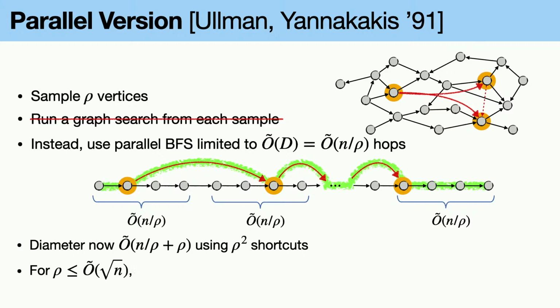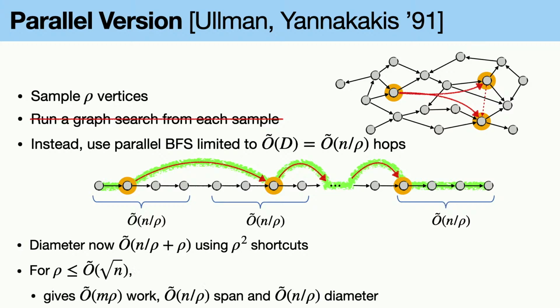So if you have rho less than square root of n, then this gives you m rho work, n over rho span, and n over rho diameter. Okay, so pretty simple strategy. There's some details to get this right, but it's not too hard if you don't care about log factors. I think Ullman and Yannakakis did care about log factors, so they did a little bit of extra work in there.